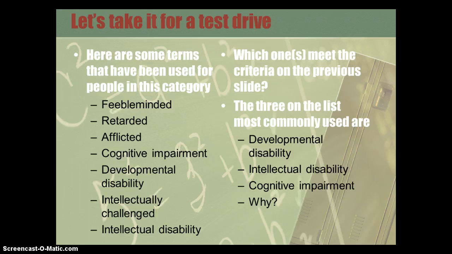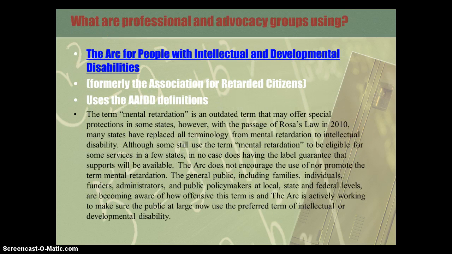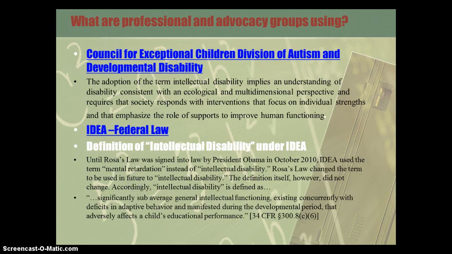Here are the three we use most: developmental disability, intellectual disability, and cognitive impairment. The American Association on Intellectual and Developmental Disabilities have one definition. The ARC has a different definition. The Council for Exceptional Children has yet another definition. But what we want to look at is the federal definition.